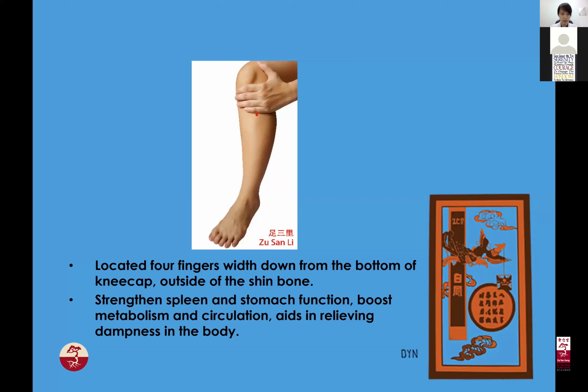Okay, so this is just to share some acupressure points with you. These are points that you can massage when you're free, whenever you're just sitting down. One of the points is called Stanley. This is a general wellness point that can help to strengthen spleen and stomach function, and help with metabolism and circulation.